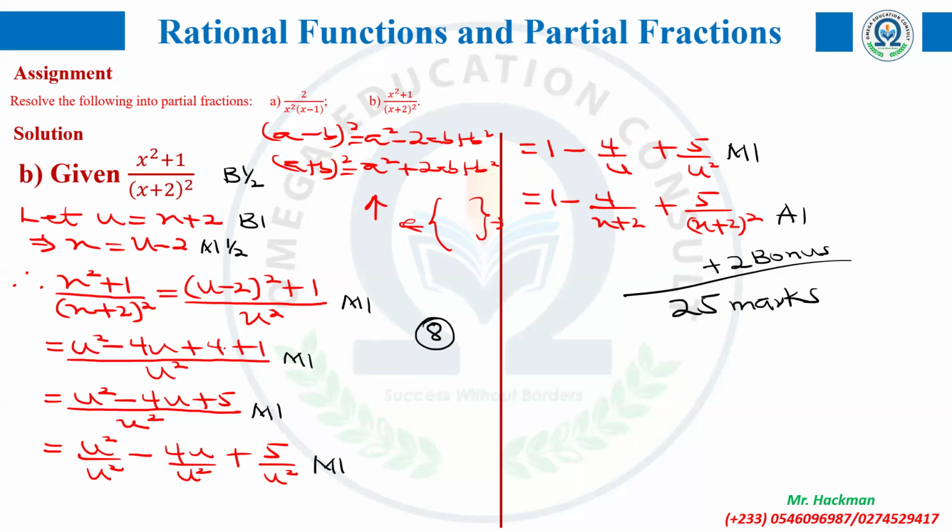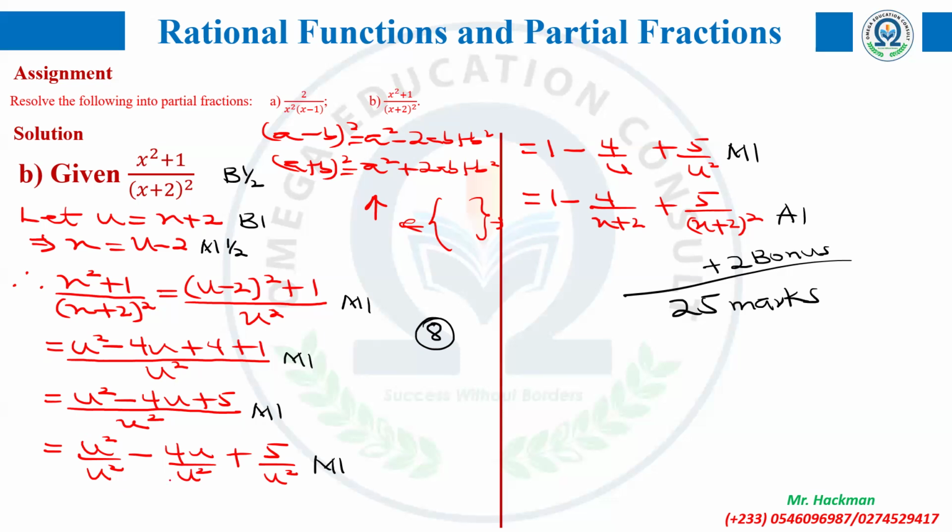So after expansion, usually we combine like terms. So that will give us u squared minus 4u, then if you combine this, that gives us 5. So at this point, you've expressed this in terms of u as a single fraction, but we want the partial fraction. So you take each term in the numerator and divide by your denominator. So it will be u squared over u squared, minus 4u over u squared, and plus 5 over u squared. You can see that the first two terms we can reduce because we can see u in both the numerator and denominator. So this u squared will cancel this, so I'll be left with 1.